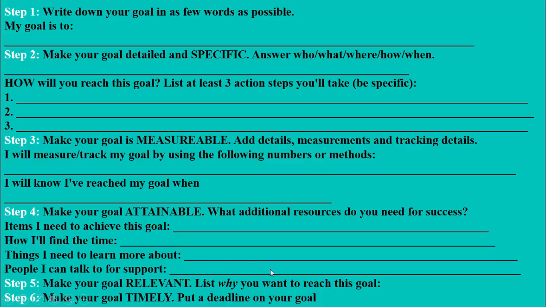How generous of me. Step five, make sure your goal is relevant. List why you want to reach this goal. So I want to get a dirt bike because it's fuel efficient and it's good for the economy. That's my reason, I'm sticking to it. All right, and then step six, make your goal timely. Put a deadline on your goal. So I want to have this dirt bike in 5 years because that's how long it's going to take me to save up $4,000, right?